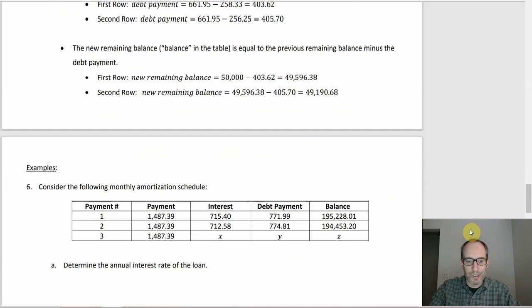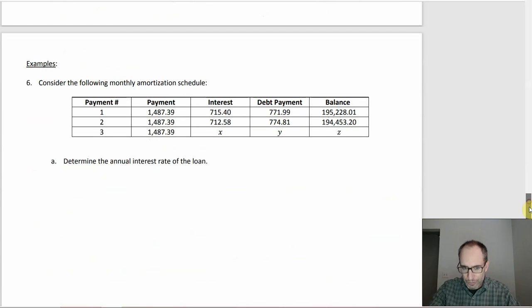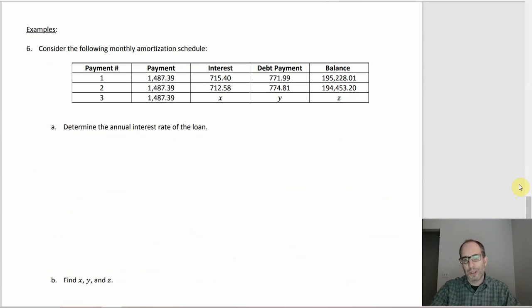And then let's see. So for number 6, we just have to first figure out the annual interest rate because we are actually going to need that in order to do part B anyway. If we didn't have it, we'd get stuck. So I think there was a question like this in the homework, and it was just like find Z. But if you're going to find Z, you'd have to find the annual interest rate and X and Y first. So might as well just have them all itemized out.